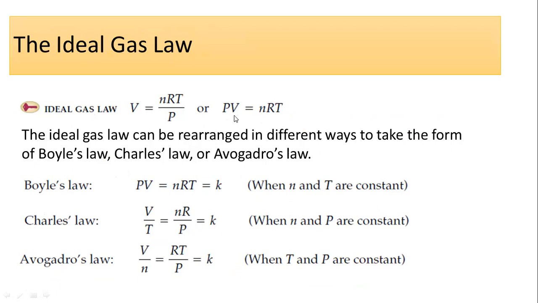As you know, this is the equation PV = nRT. And for Boyle's law, the number of moles and the temperature are constant.